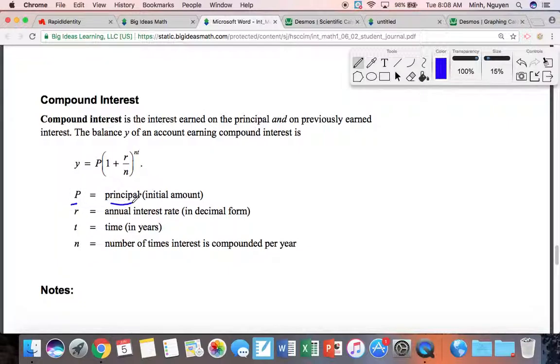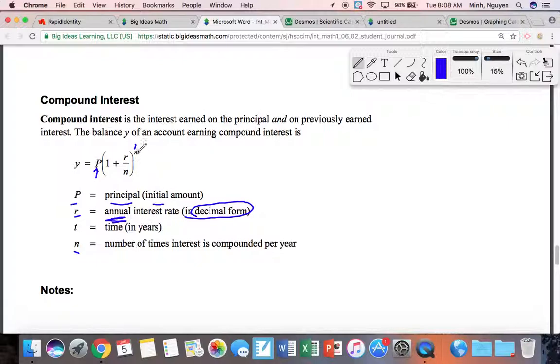P is principal, the initial amount. Initial just means start, so that's your starting point. R is the annual interest rate, again in decimal form. Annual interest rate means the interest rate over the whole year. T is time in number of years, and n is the number of times interest is compounded per year.